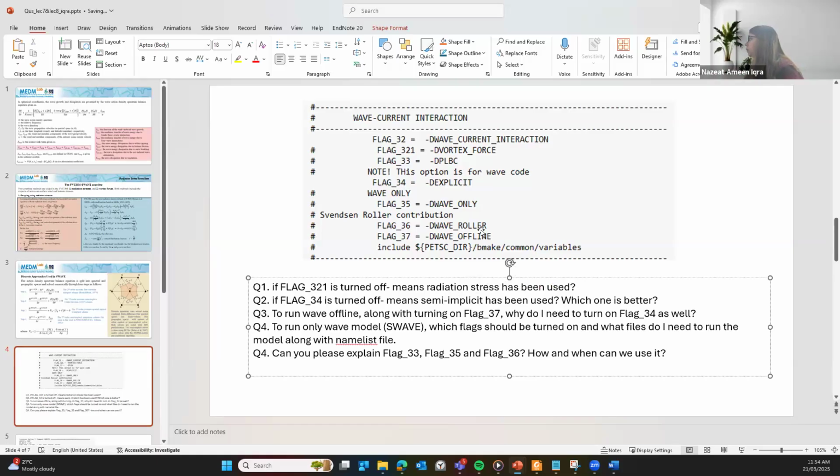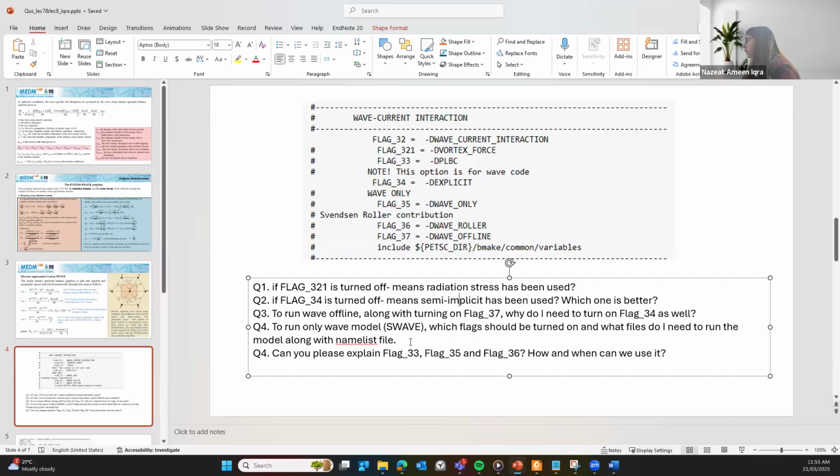If I want to analyze wave interaction with the offline wave model, along with turning on flag 37, should I also turn on any other module? Obviously flag 32 will be turned on, but shall I turn on flag 34, as it was already opened in the exercise file?